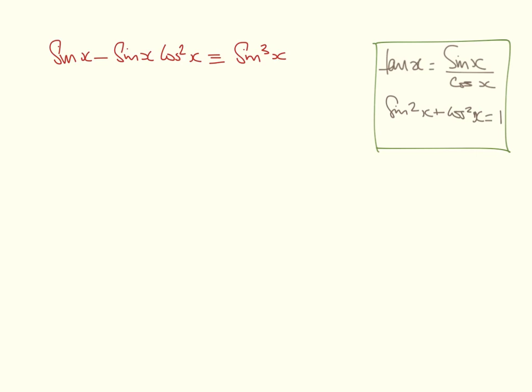What I'm going to do first of all is, well, I'll consider that I've got sine x and sine x there, so I'm going to factorize that out. So if I take the sine x out, then in brackets I'll have 1 minus cos square x.